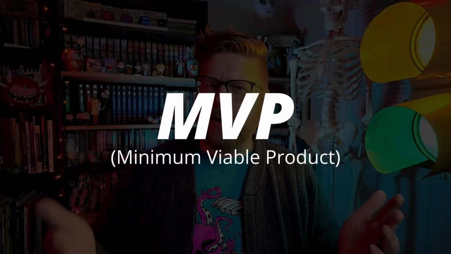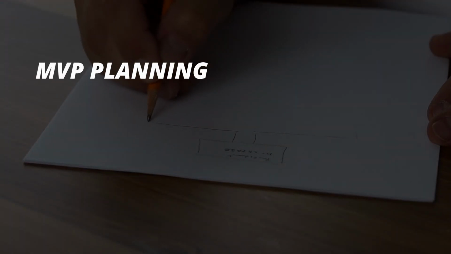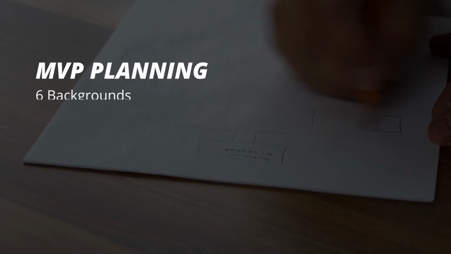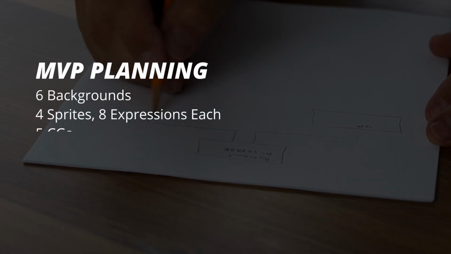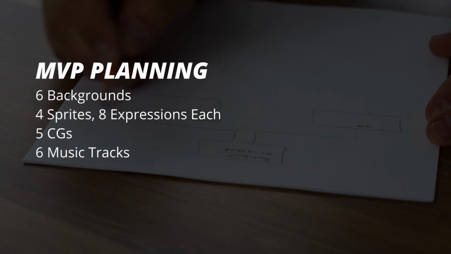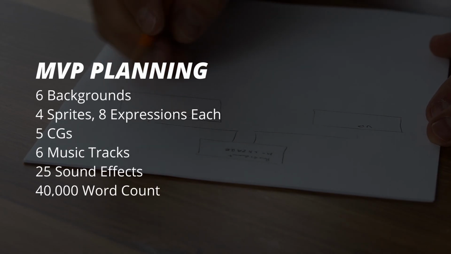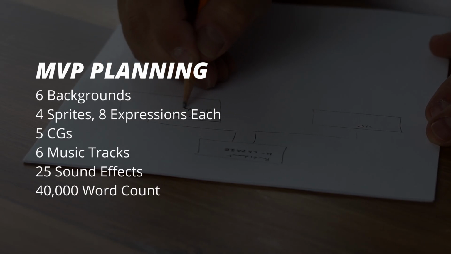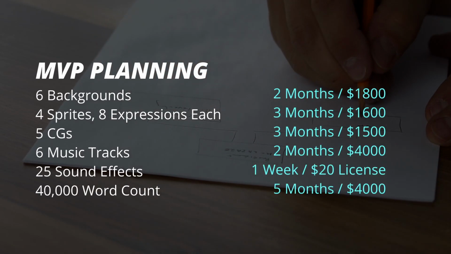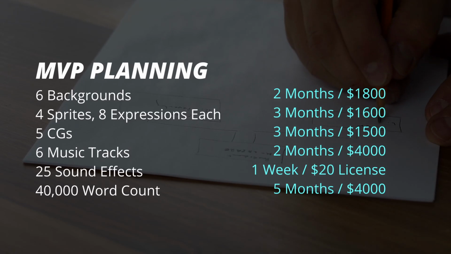For small teams making big projects, it's usually best to make an MVP, or a minimum viable product, which is the absolute least amount of stuff you can include in your game that produces the core elements of your game idea. You'll want to write down exactly what those core elements are, itemize them down to how many backgrounds, characters, expressions per character, music tracks, sound effects, and an ideal word count, and then keep to those specs. Figure out how much they'll cost to make in time and money, and that's your budget.